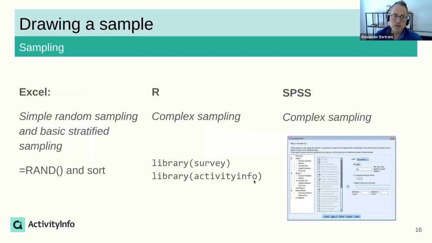All right. So how do you draw a sample? How do you go from a sample frame of 54 farms and choose, for example, 10?